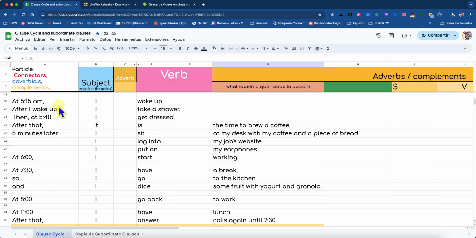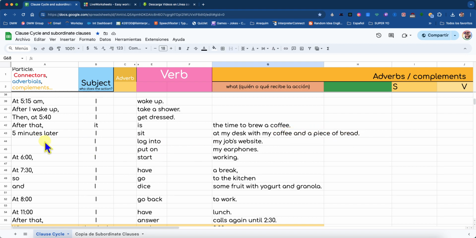So here I say my daily routine, and here it goes. At 5:15 a.m. I wake up. After I wake up, I get up and I take a shower. Then at 5:40 I get dressed. After that, it is the time to brew a coffee. 5 minutes later, comma, I am missing the comma here, I sit at my desk with my coffee and a piece of bread.